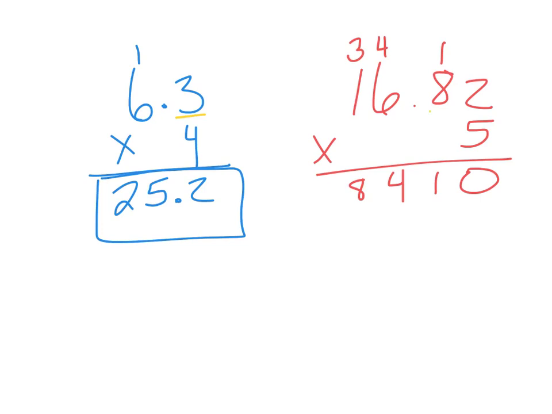Good. How many numbers are behind the decimal? 2. So I go over 2 place values and put a decimal. So I went 1, 2, and put a decimal. So my answer is 84.1. Any questions?